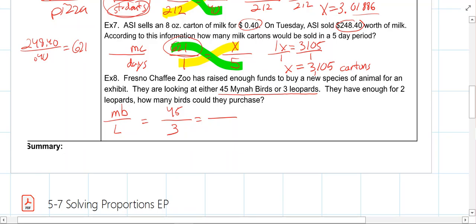They know that they have enough for 2 leopards. So where does that go? On the bottom. But they don't know how much they need for the myna birds. So we go ahead and go 3 times x is 3x, and 45 times 2. So 3x is equal to 45 times 2, which is 90. We divide both sides by 3. x is 30. 30 what? 30 myna birds.